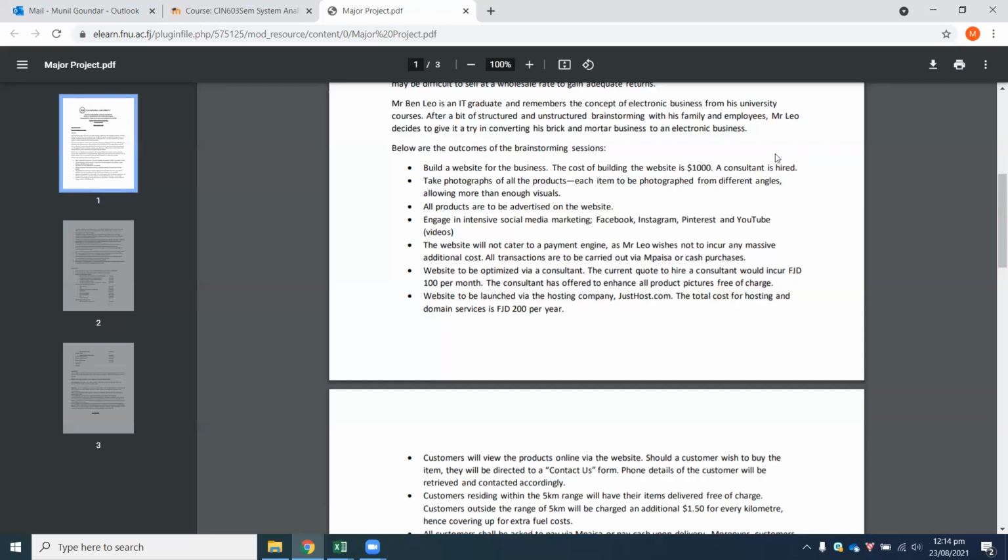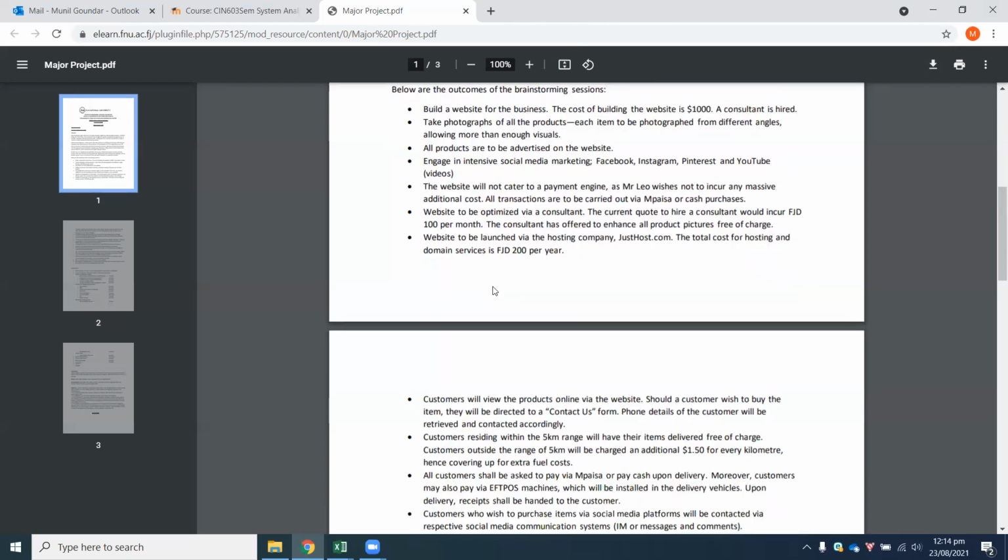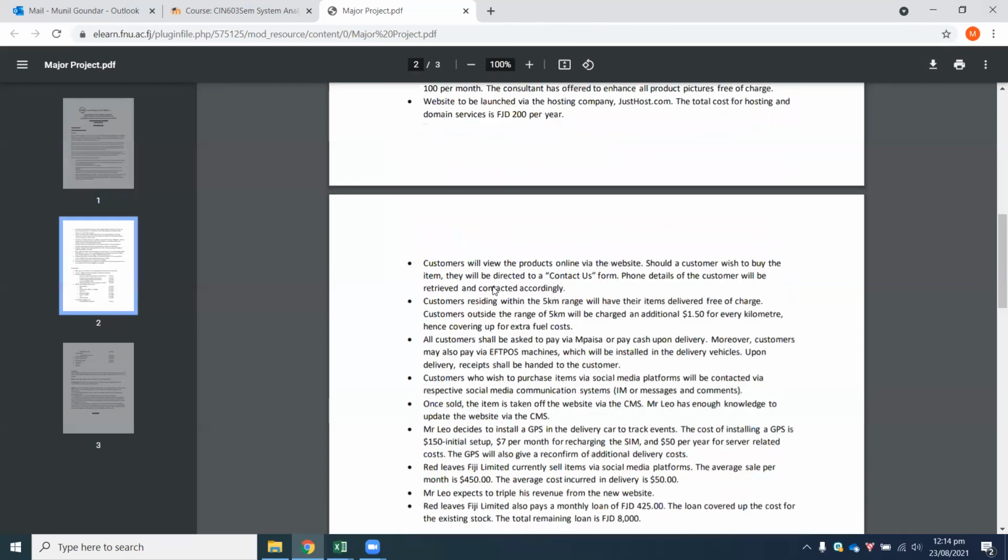Domain service is, for example, www.facebook.com. So .com is the domain, so your full domain name is facebook.com. So that's what you'll be charged. In this case, it may be anything that the organization wants, for example, redleavesfiji.com or redleavesfiji.net. Okay, so that is $200 per year. Now do take into account that for hosting companies, every year they have a renewal fee of $200.